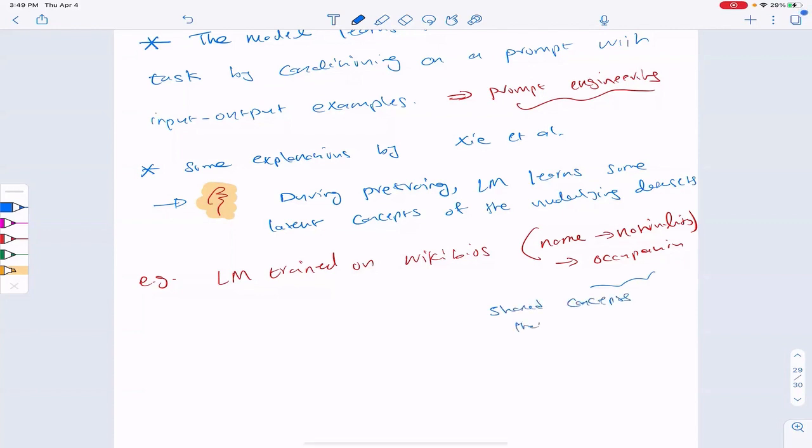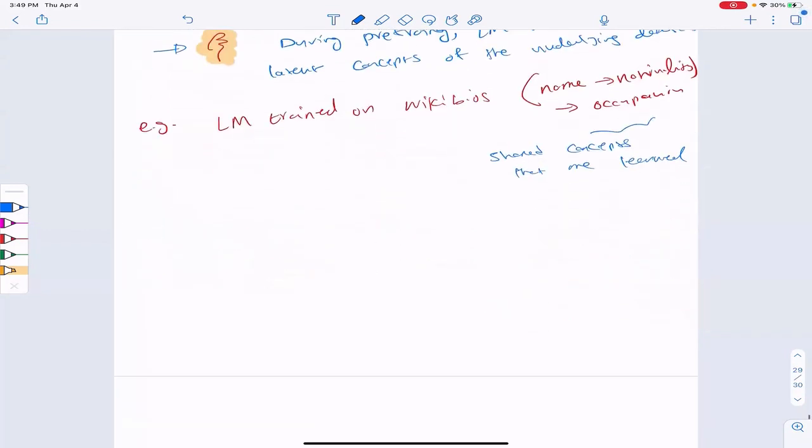that are learned, meaning that if you want your model to complete a sentence and you start with the name, more likely it will produce a token related to the nationality, and after that related to the occupation of that individual. These are like the shared concepts inferred because of the structure that you have in your fine-tuning.